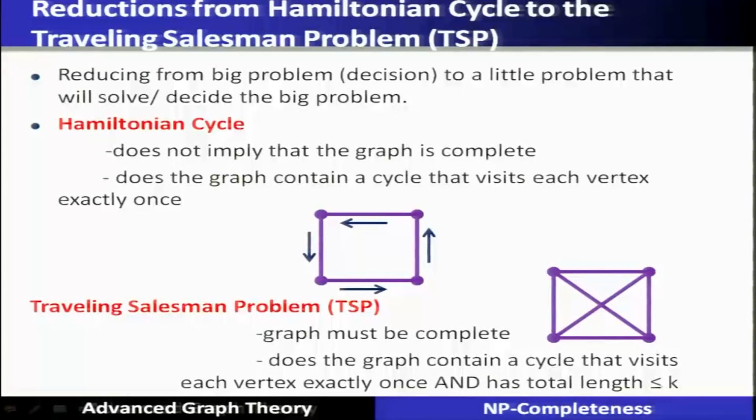Reductions from Hamiltonian cycle to the traveling salesman problem. So reducing from the big problem to a little problem that will solve, to decide the bigger problem. Let us see this notion of reducing the Hamiltonian cycle to a traveling salesman problem. Now the Hamiltonian cycle problem setting does not require the graph to be complete. Does the graph contain a cycle that visits each vertex exactly once? That is the only requirement of the problem setting to find the Hamiltonian cycle.